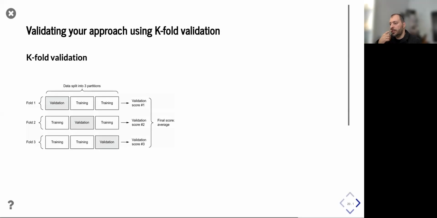Let's see what this means. So we split some parts for validation, but we do it many times. We take all the data, we define a number of folds. In this case, we have 3 folds, 3 partitions. So we split the data in 3 parts. And every time we keep one part for validation and all the other parts for training. And we run it again and again, and we use all the parts as validation at least once.